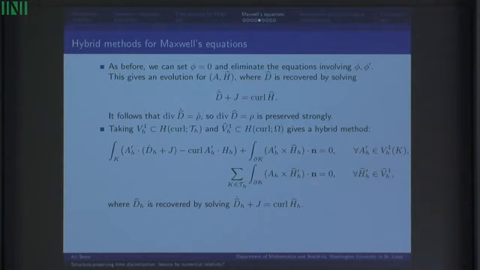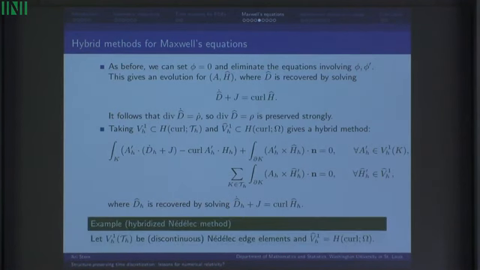So now, rather than just evolving AH, we're evolving AH and this curl-conforming approximation to the magnetic field. And then we can recover a div-conforming approximation to the electric flux density. One example of this is that we can hybridize Nedelec's method.